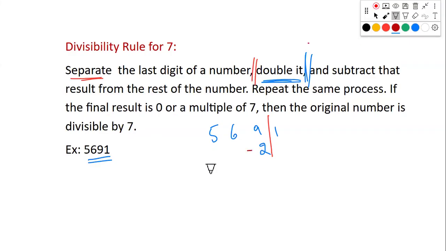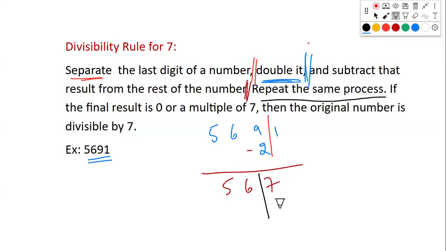So minus. So what is this? And subtract the result from the rest of the number. I'm subtracting now. It becomes 5, 6, and 7. And after this, what? Repeat the process. What is the process? Go back.